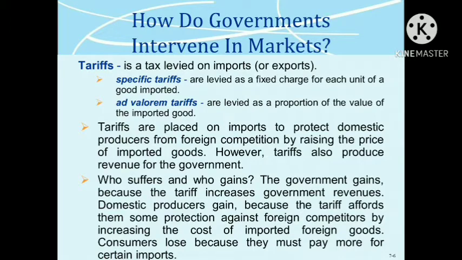The important thing to understand about an import tariff is who suffers and who gains. So most likely the government gains because the tariff increases government revenues. Domestic producers also gain because the tariffs afford them some protection against foreign competitors by increasing the cost of imported foreign goods. But consumers lose because they must pay more for certain imports.